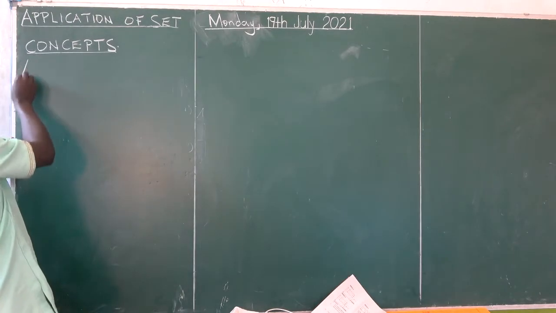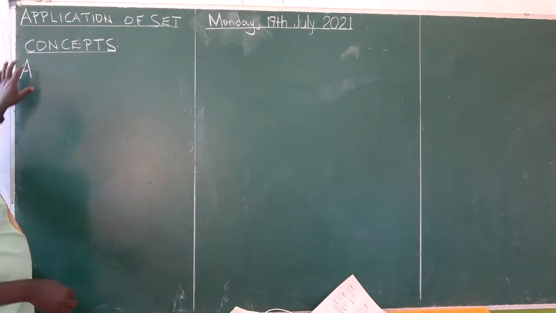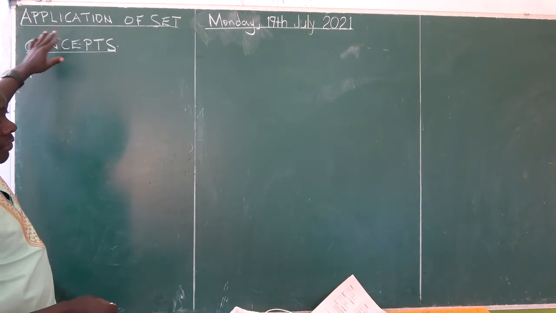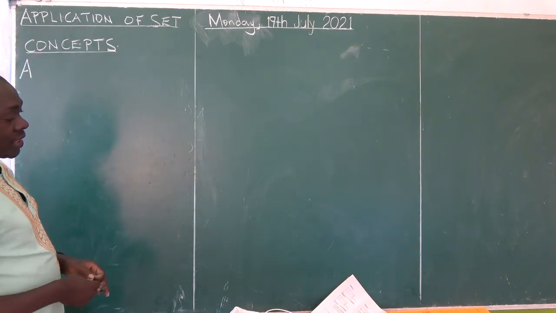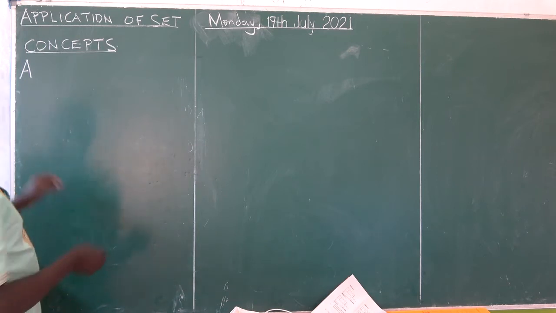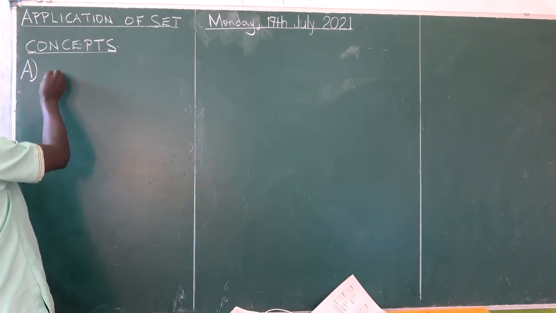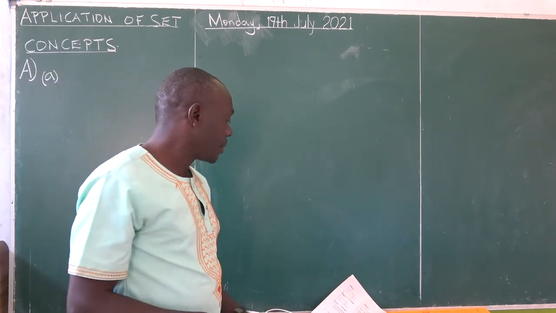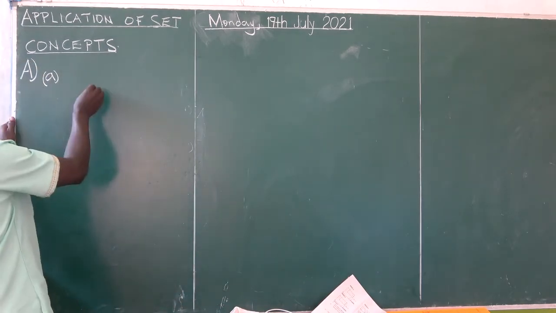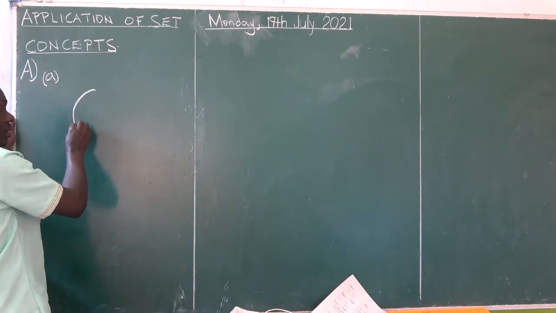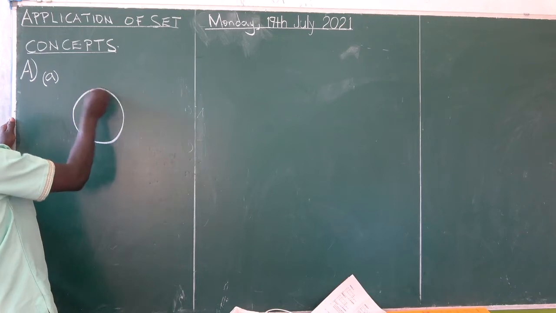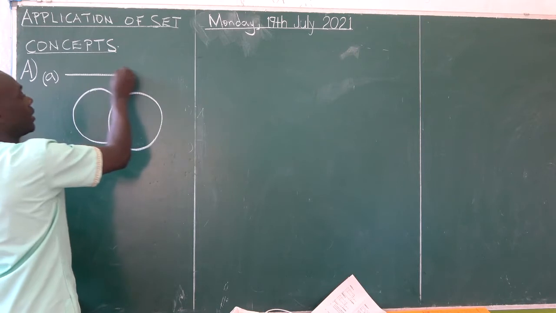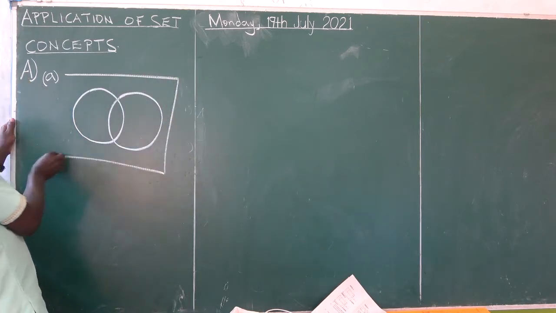So we've got two parts here, activity A and activity B. Activity A has got only that number, and for activity A, there is part A. Now we are told to represent that information in a Venn diagram, which Venn diagram we must draw, and then show that information as asked.